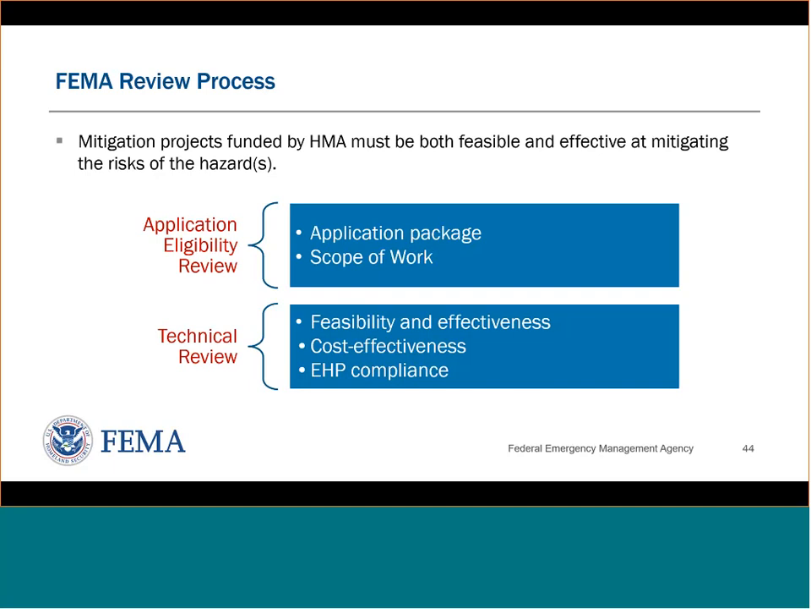So our review process for BRIC looks like this. Initially, the application is looked at in terms of an eligibility review. The whole package is looked at for completeness, content, and so forth. The scope of work is looked at to make sure that it's understandable, complete, well documented, and so forth. And then after the eligibility review, it goes through a technical review where it's looked at in terms of feasibility and effectiveness. Is it cost effective?